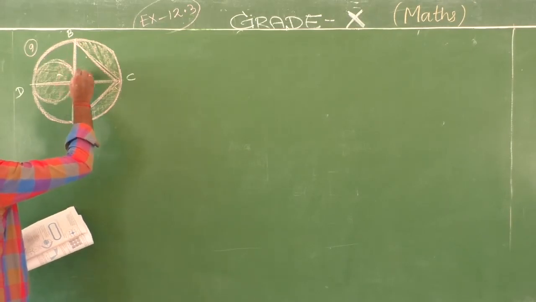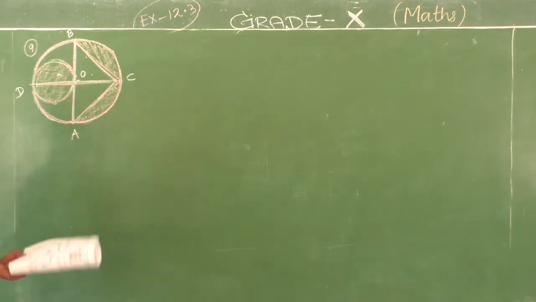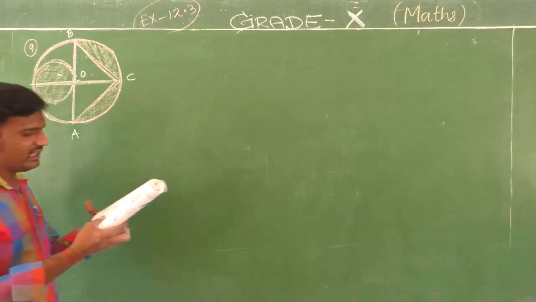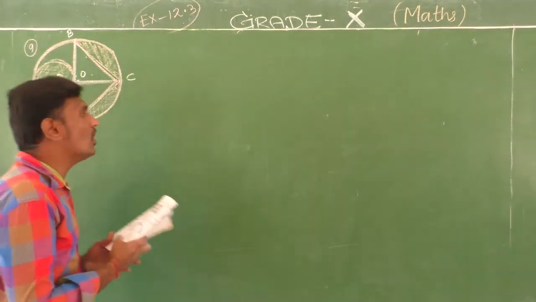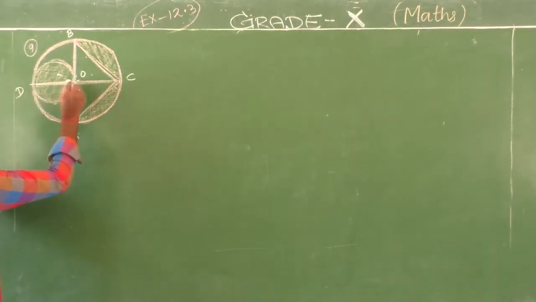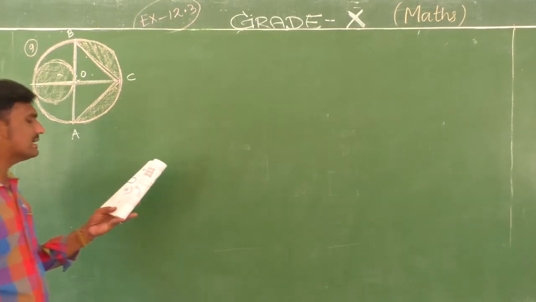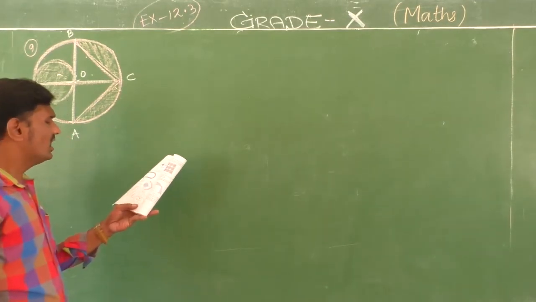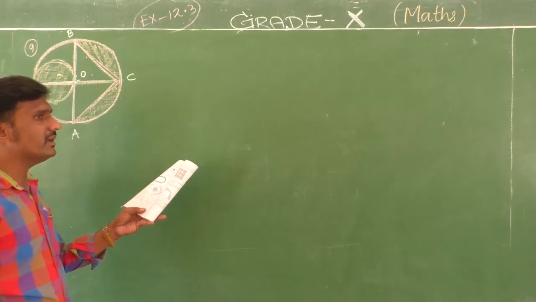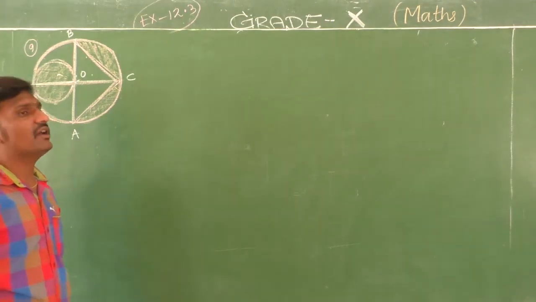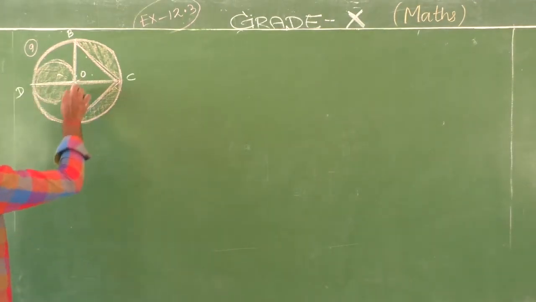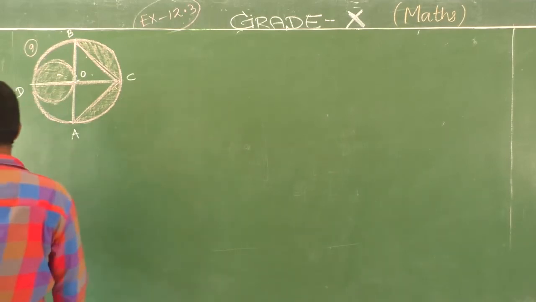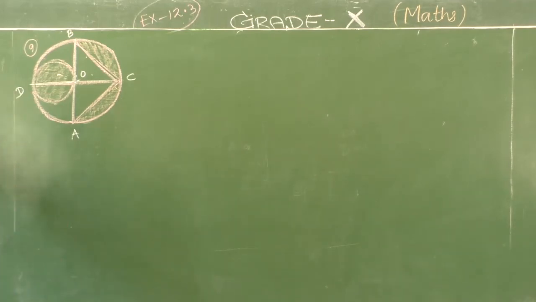This one is at 90 degrees. OD is the diameter of the smaller circle. So here OD is the diameter of the smaller circle. And if OA equals 7 centimeter, then find the area of the shaded region. OA equals how much? 7 centimeter. So from OA only we want to take all the values of the diagram.